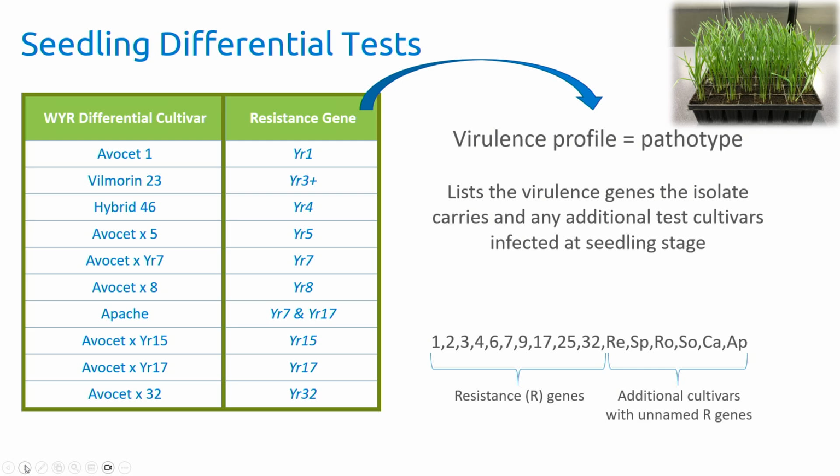By the time you've done the full test and you've got all the scores, you'll get a virulence profile that looks a little bit like this. So you have the start where you've got the resistance genes, and then the end where it's the additional cultivars. So you've got Rendezvous there with RE, Solstice, Cadenza, Apache, and so on.